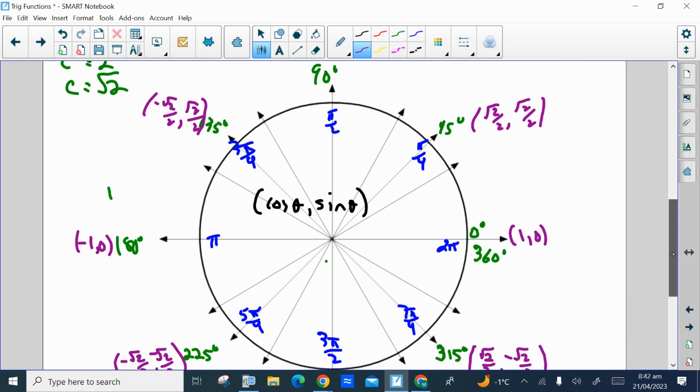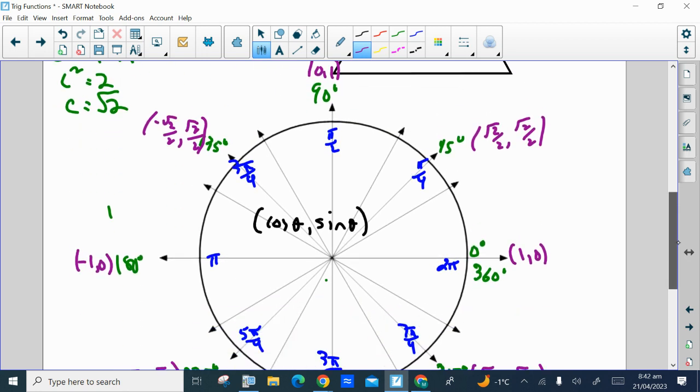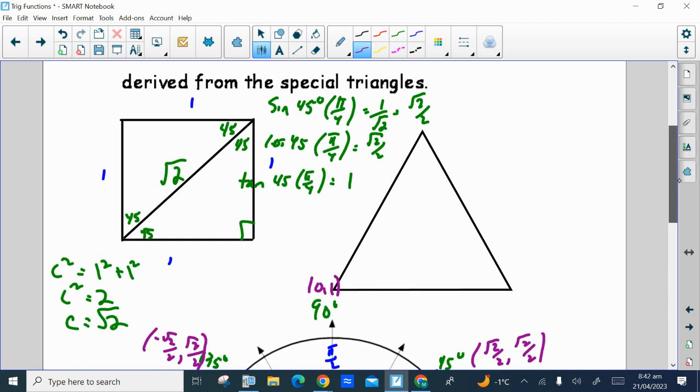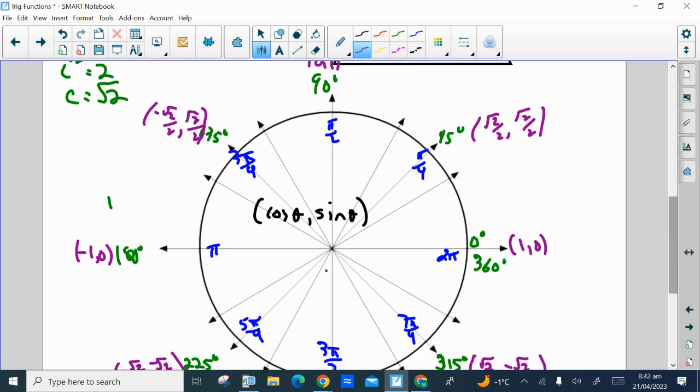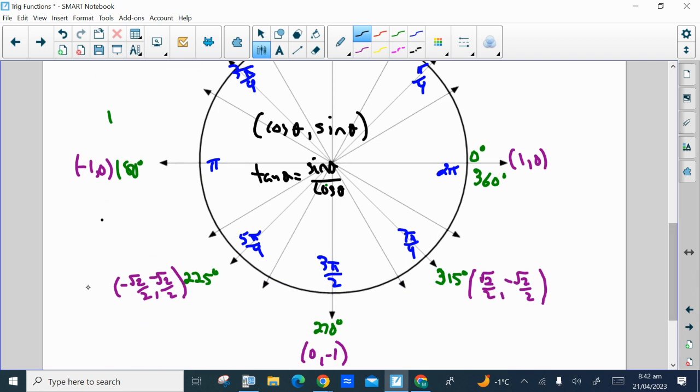And we saw the tangent was 1. We got it from that special triangle going opposite over adjacent, but we can also get it from the sine and cos, because we know that tan theta equals sine theta over cos theta. Either way, the sine divided by the cos will either be 1 or negative 1, depending on whether sine and cos are positive or negative. So in the third quadrant, that should have been positive 1, because they're both negative.